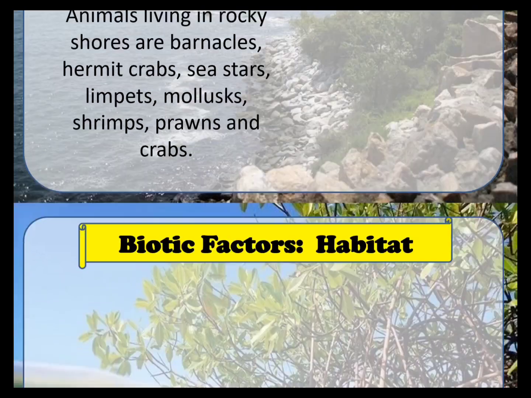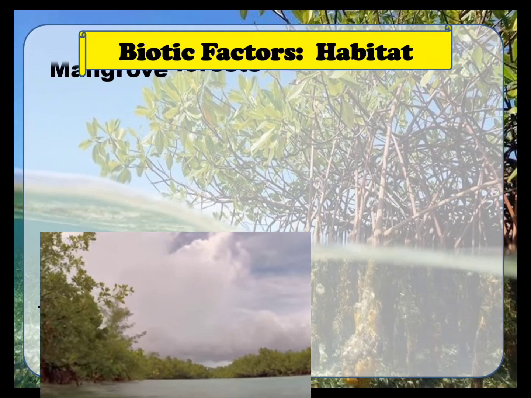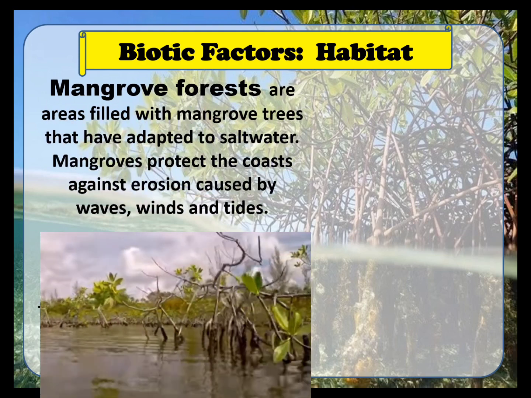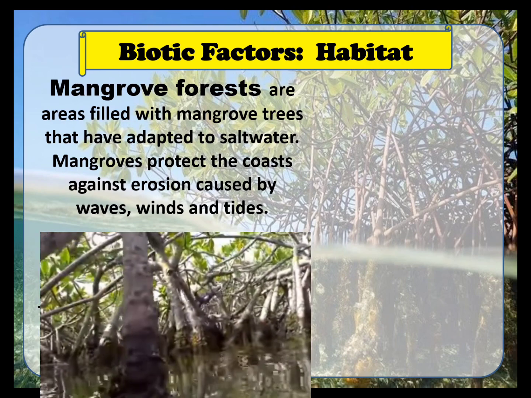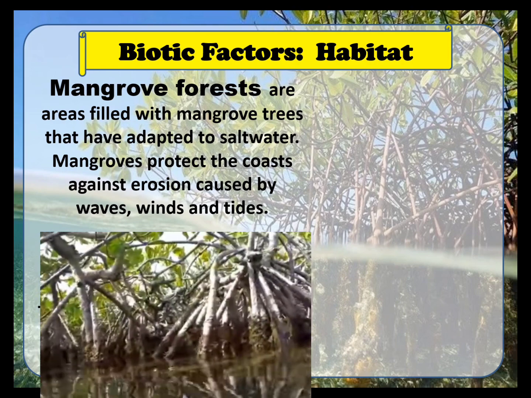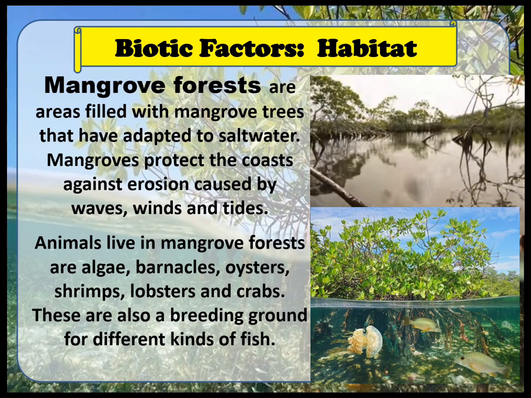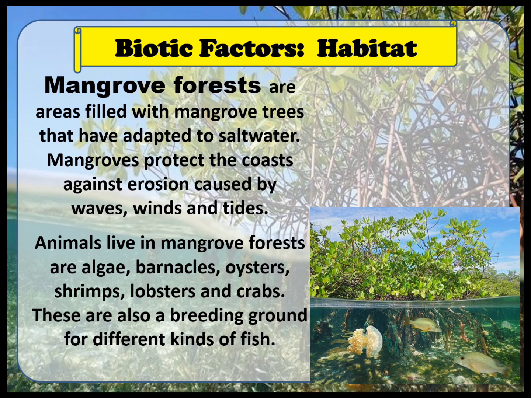Lastly, mangrove forests. Mangrove forests are areas filled with mangrove trees that have adapted to salt water. Mangroves protect the coasts against erosion caused by waves, winds, and tides. Animals living in mangrove forests are algae, barnacles, oysters, shrimps, lobsters, and crabs. These are also a breeding ground for different kinds of fish.